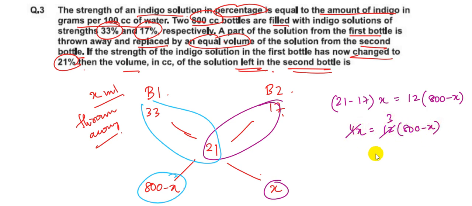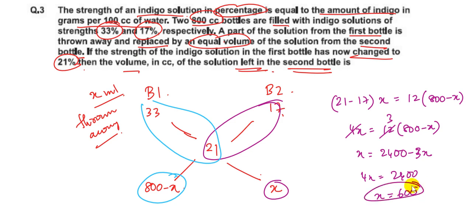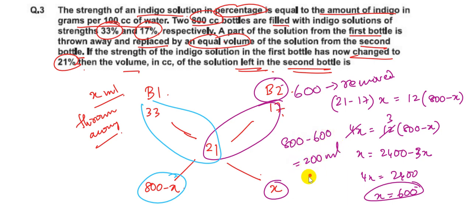So x equals 2400 minus 3x, or 4x equals 2400, or x equals 600. So that means 600 ml of the solution has been thrown away, and it has been replaced by 600 ml of solution from bottle 2. So 600 has been removed. So what is left is 800 minus 600, which is 200. This will be 200.